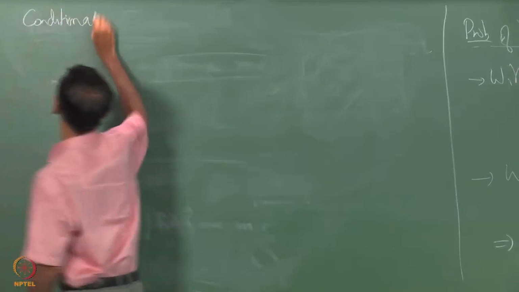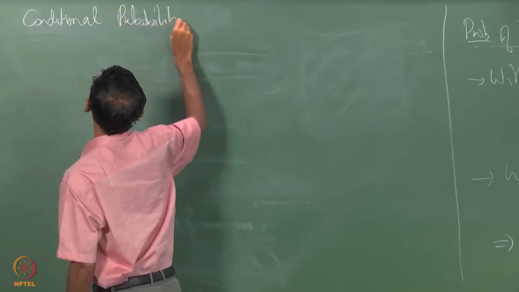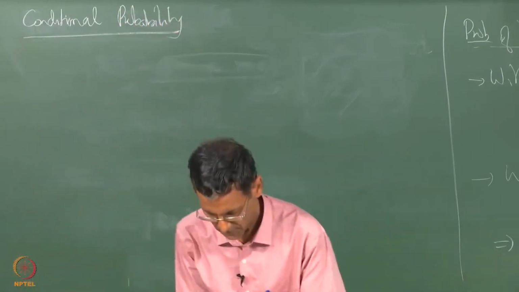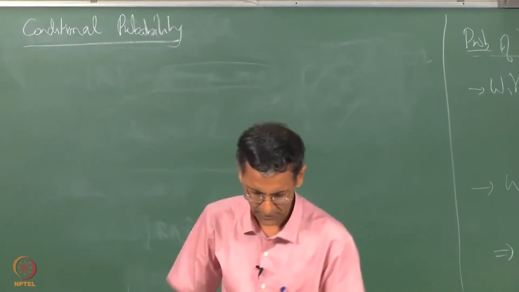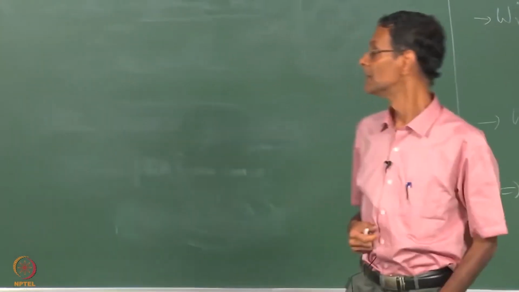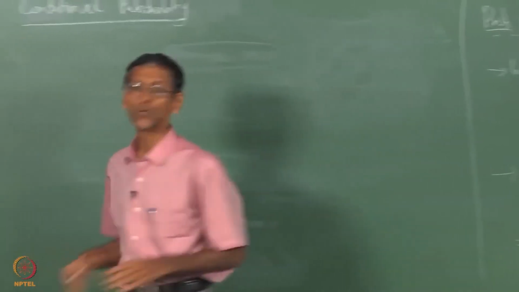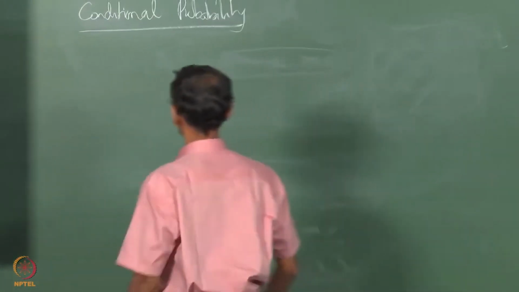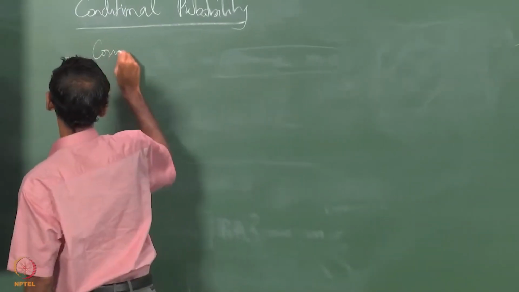The next important topic that we will look at is conditional probability. Once again, examples we will consider collectively, so we are just going through the theory. So here, let us consider some events A and B.